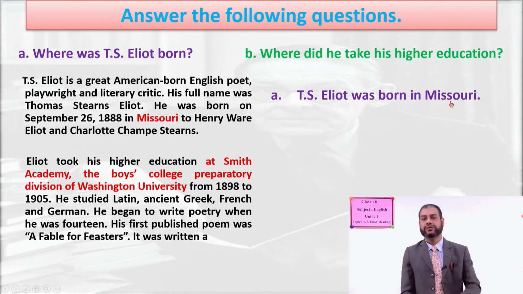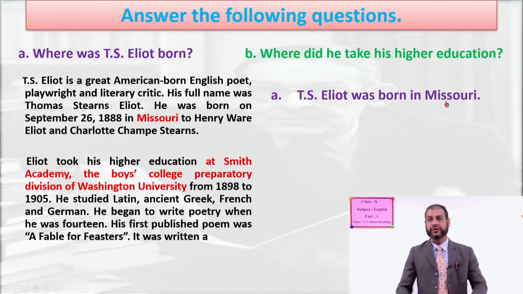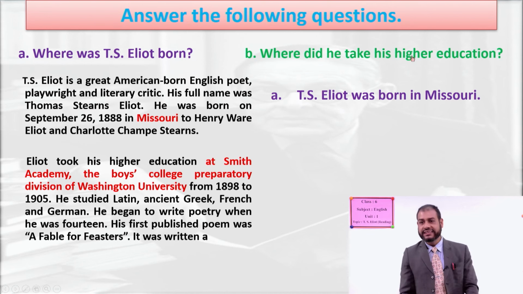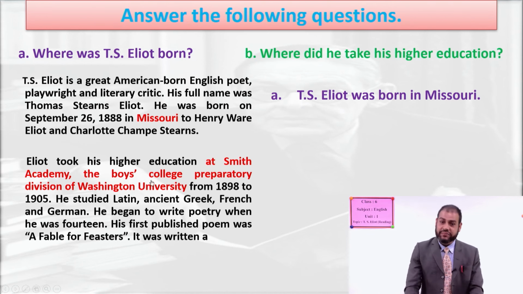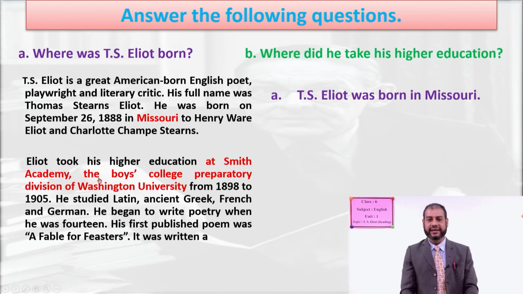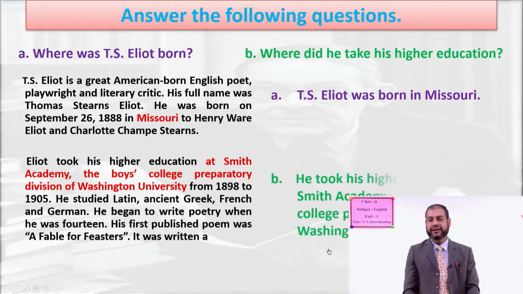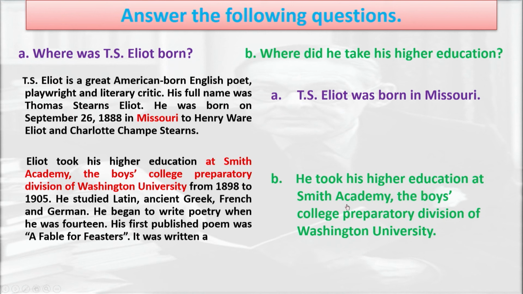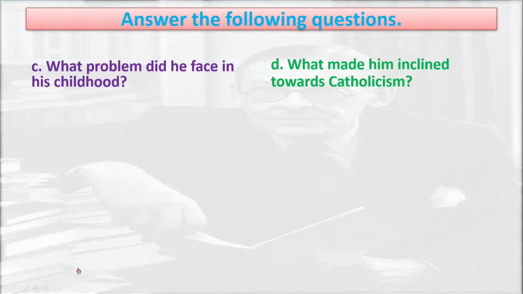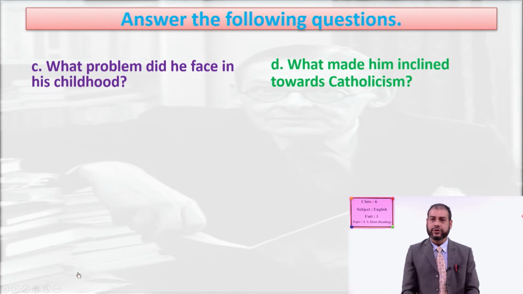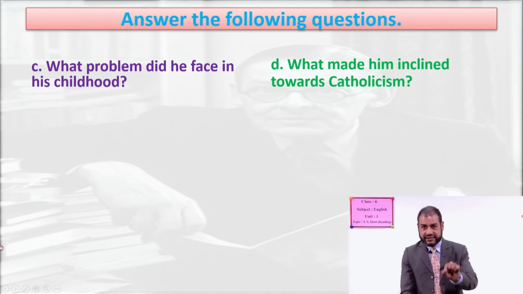This is how you have to write down the answer. If you write only Missouri, your answer will be right. And if you can write in a complete sentence, that is better. Okay? And like this, where did he take his higher education? You can find in the second paragraph these highlighted words, at Smith Academy, the Boys College Preparatory Division of Washington University. And you can write down like this. He took his higher education at Smith Academy, the Boys College Preparatory Division of Washington University. Dear students, this is how you can do the rest of the questions given in your textbook, or you can write it down in your notebook.